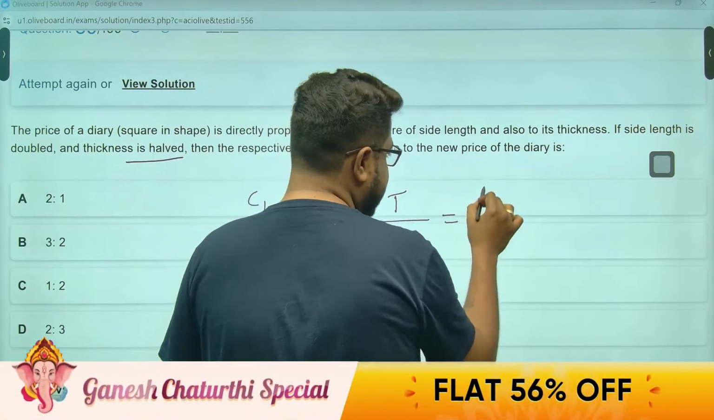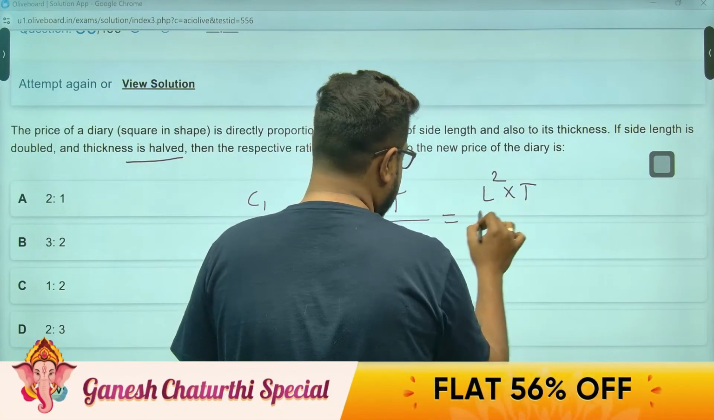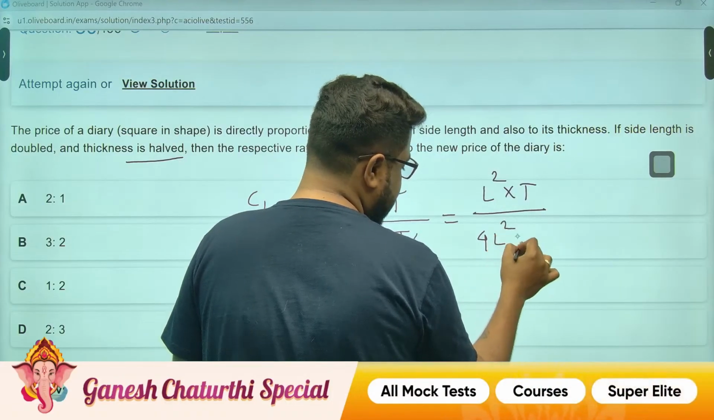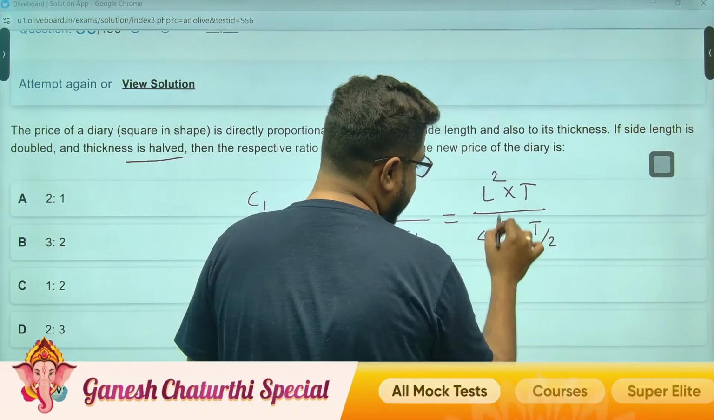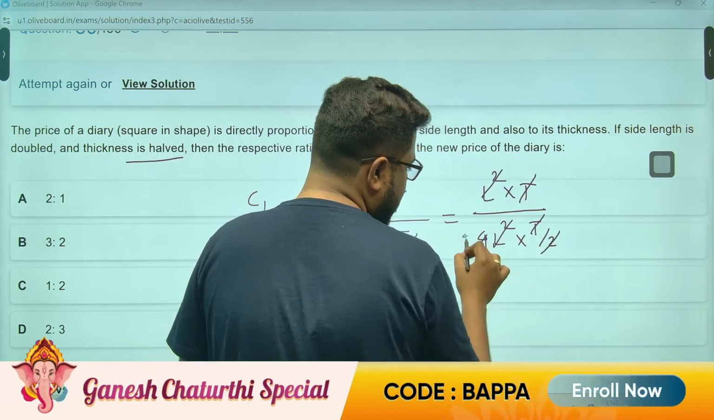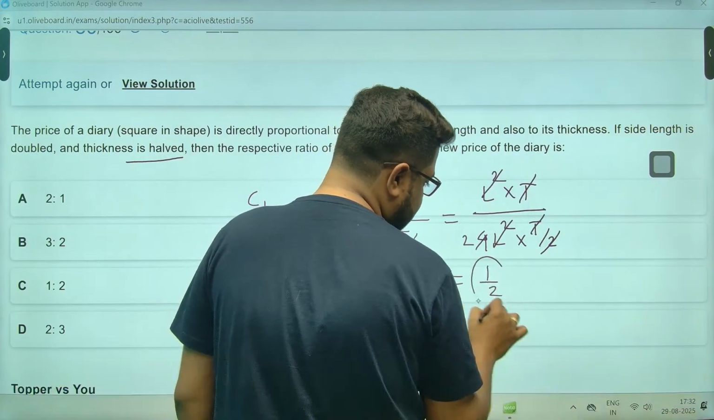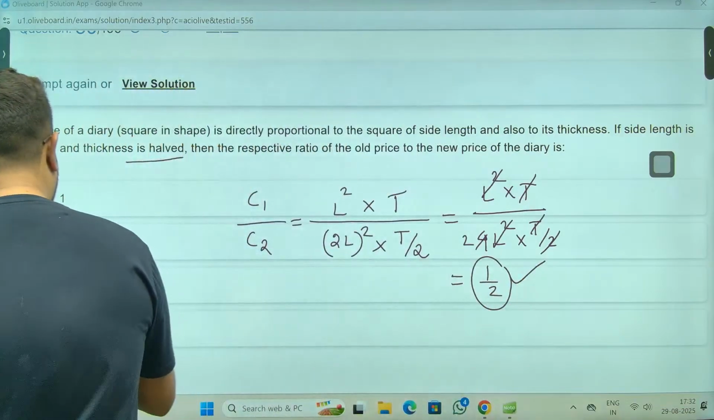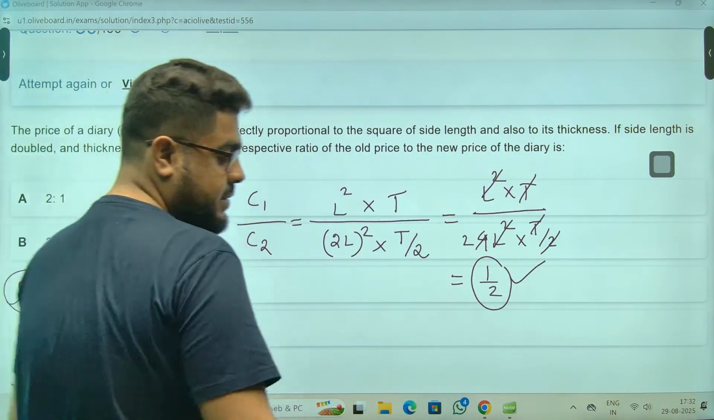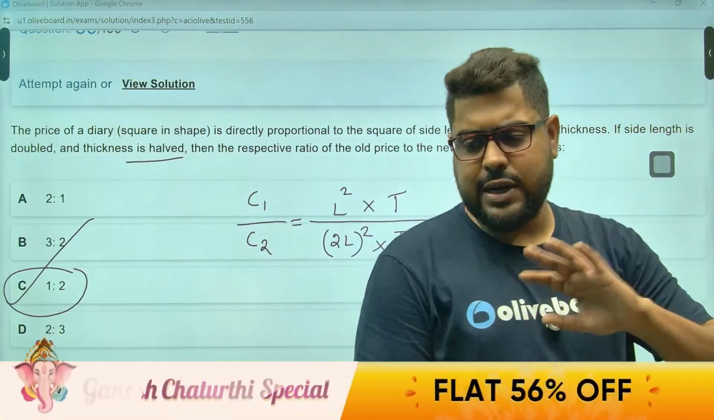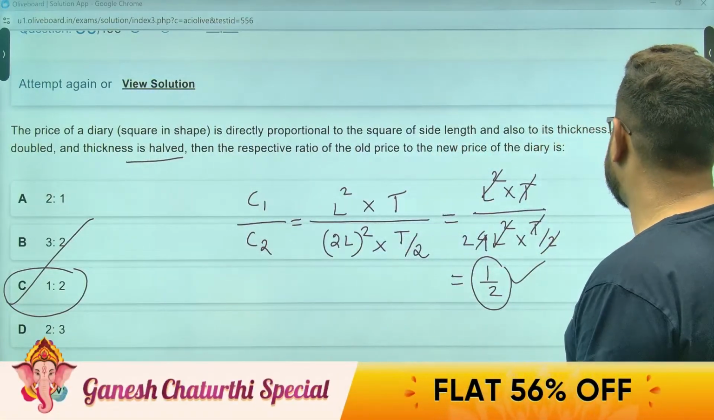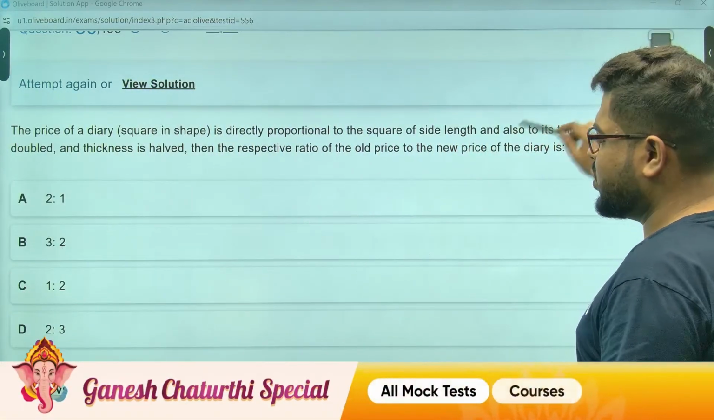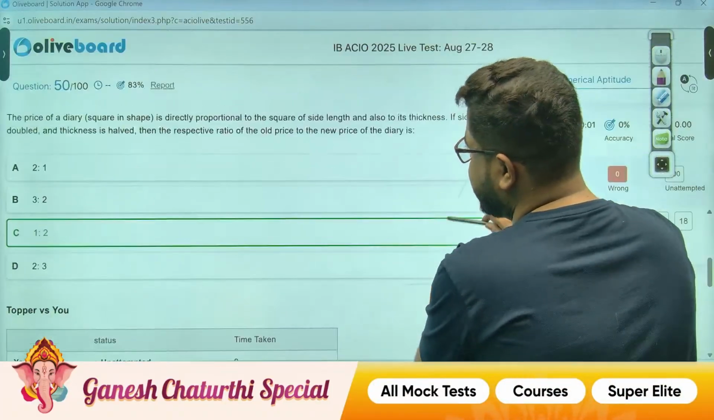So what will happen? L square into T by, this is 4L square into T by 2. L square, T, 2, 2. So the answer is 1 by 2, 1 ratio 2 will be the answer. Option number C is the answer. You see, not a difficult question by any sense of the word. These are two-line questions.